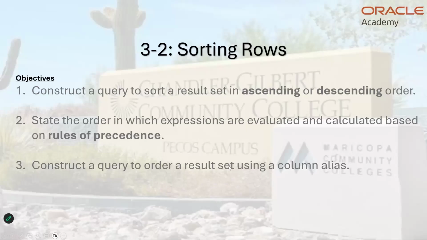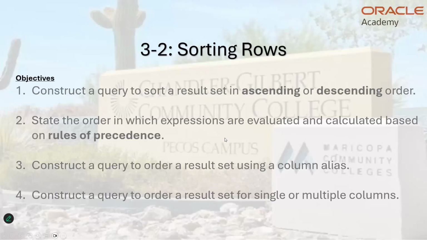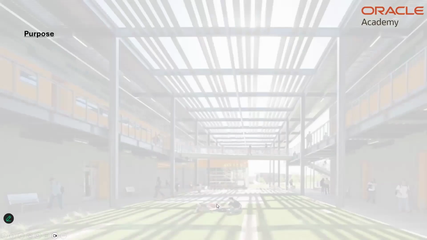You already know this, and it makes things a little bit easier, especially when you're dealing with a complex database schema. Using aliases is always fine because you can always pick a name that you understand. And then construct a query to order a result set for a single or multiple columns. Yes, you can order on either a single column or multiple columns.